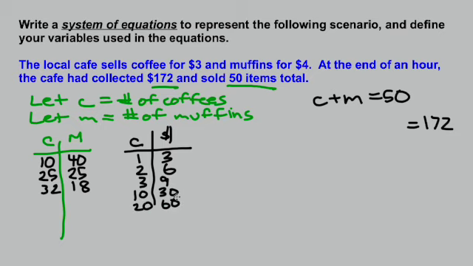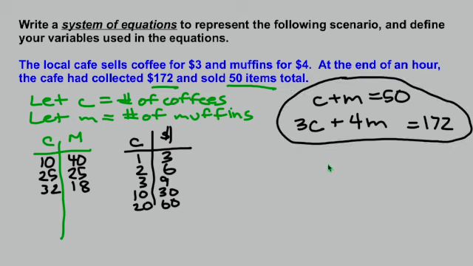So you'll notice here, every single time what we're doing is we're taking how many we sold and we're multiplying it by 3. So therefore, in our equation, we could simply say, hey, I know I sold C coffees, so I'm going to multiply that by 3. And I'm also going to add it to how many muffins I sold, and muffins would not be times 3, it would be times 4. So I'm going to say 4M.